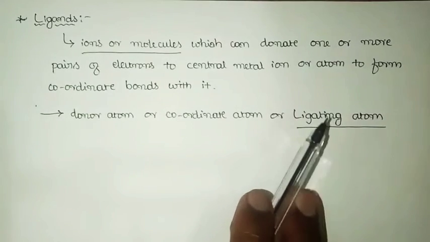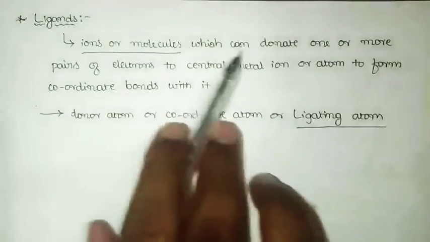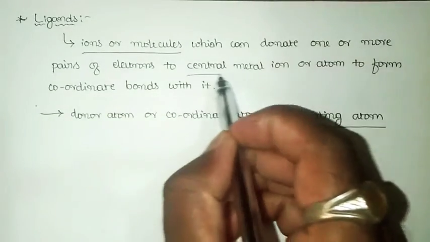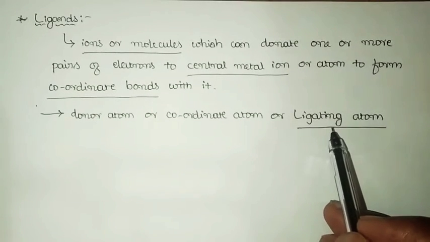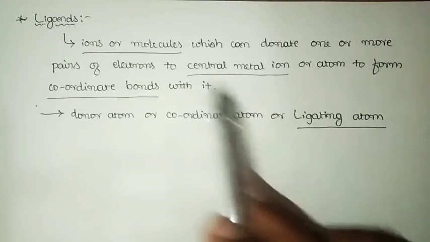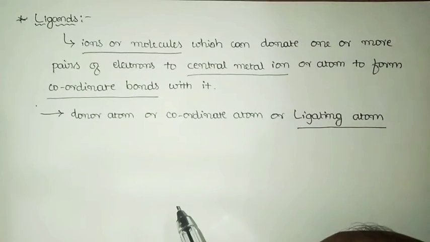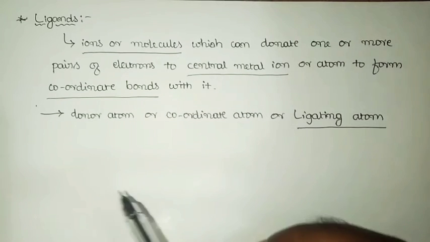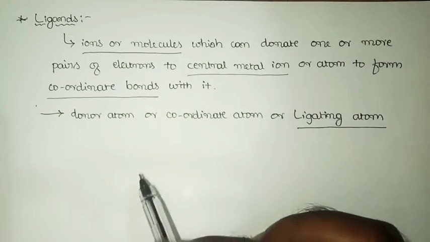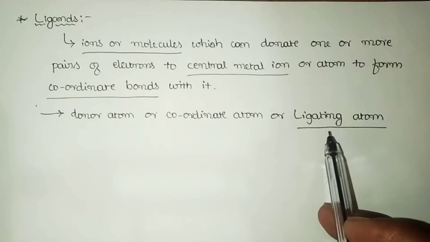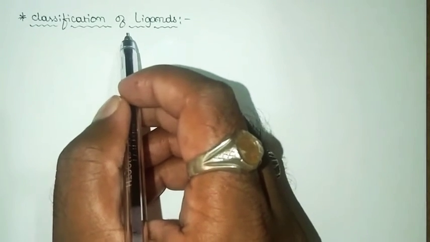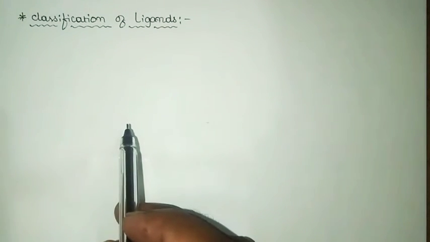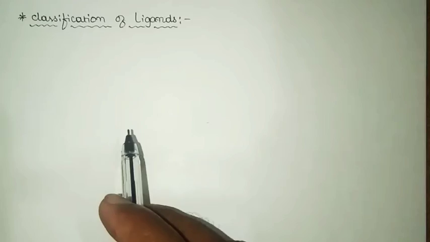So depending upon the number of electron pairs donated by a ligand to the central metal ion in forming a coordinate bond, that is, depending upon the number of ligating atoms present in a ligand, ligands can be easily classified. And now we shall see the detailed classification of the ligands based on the number of ligating atoms present in it.